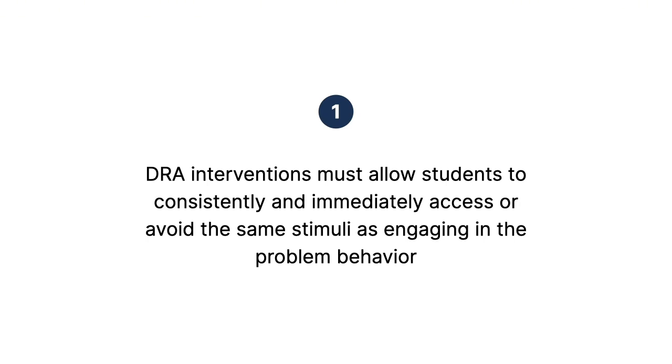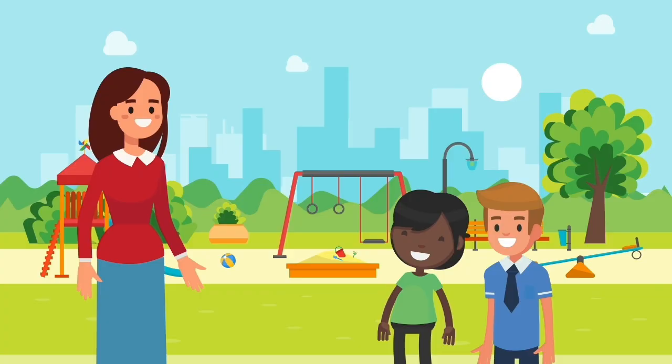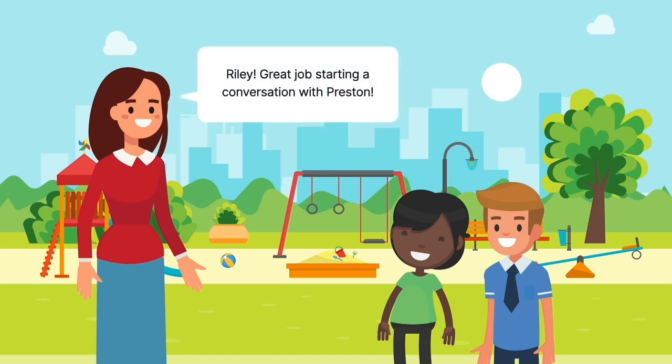First, engaging in alternative behaviors, taught and reinforced as part of DRA interventions, must allow students to consistently and immediately access or avoid the same stimuli as engaging in the problem behavior. For example, if a student has accessed peer and adult attention for hitting peers in the past, engaging in an alternative behavior such as verbalizing a conversation starter on the playground must be immediately reinforced with peer and adult attention.